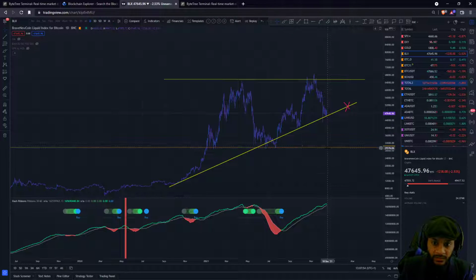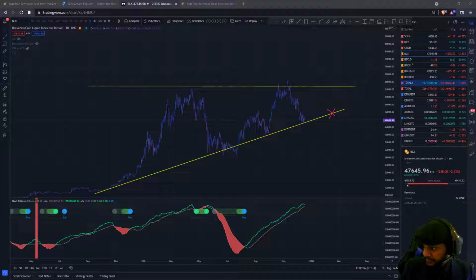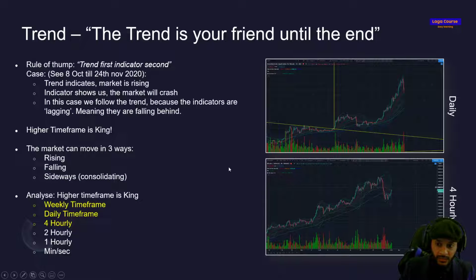Okay, and we also have these fake wicks. The market was under this line and then it went straight back up. This is just to scare the market and liquidate all the over-leveraged people. All right, let's continue. The trend is really important to keep an eye on and track.